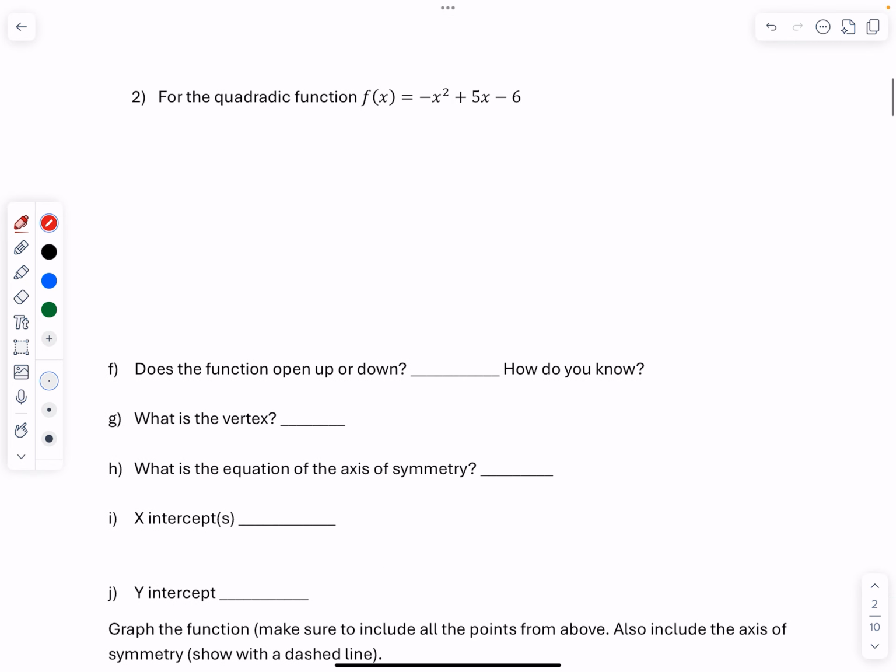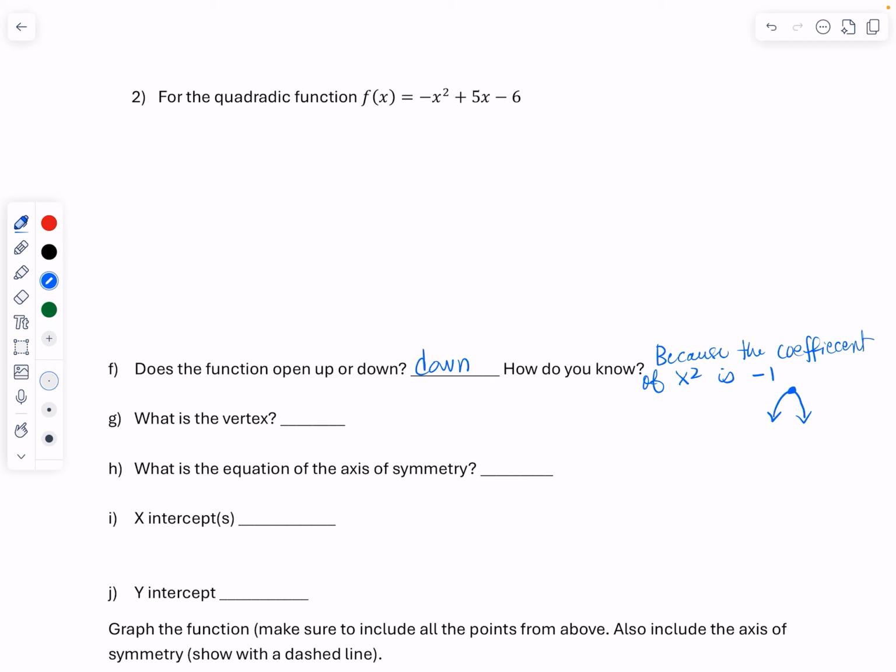Number 2, for the quadratic function f of x equals negative x squared plus 5x minus 6, we have the same questions again. Does the function open up or down? It opens down. How do I know? Because the coefficient of x squared is negative 1. So if it's negative, I know that this is going to open down.